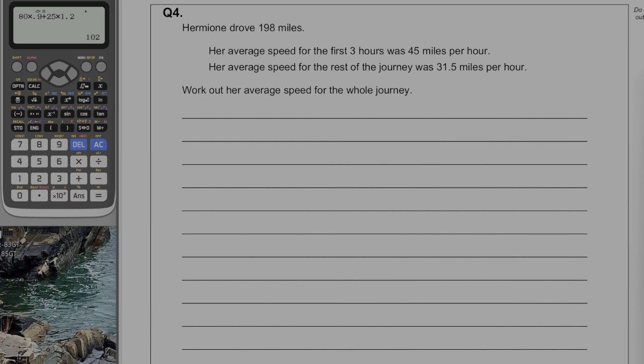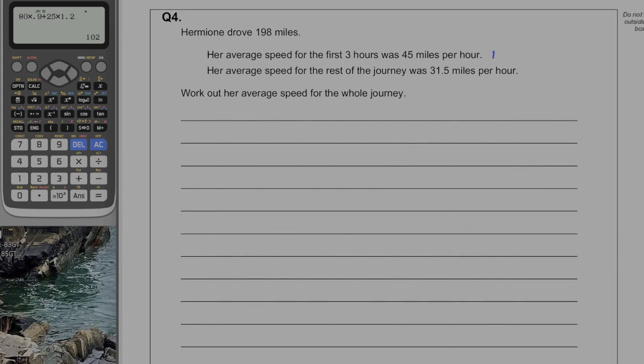Right, whenever I'm doing a compound measure question, I quite like to do it like this. So we've got part 1 of the journey, part 2 of the journey, and the total. Distance times speed.